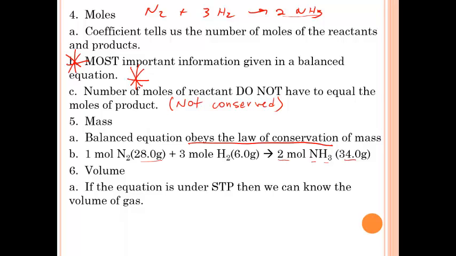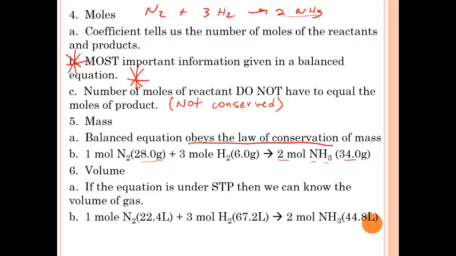So this is only if we're under standard temperature and pressure, then we can also know the volume of each of our gases. So 1 mole of N2, we know 1 mole is equal to 22.4 liters. So for nitrogen here, we only have 22.4 liters. We have 3 moles of the hydrogen. So 3 moles would be 22.4 times 3, so we have 67.2. And then we have the 44.8 liters of ammonia because 2 times 22.4. And so that's how we could interpret it.